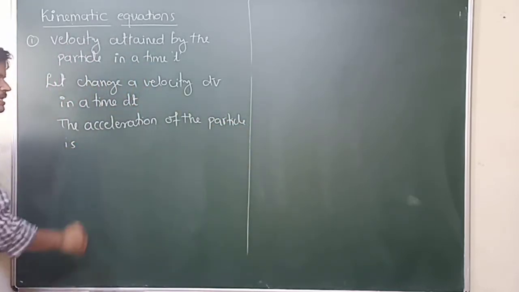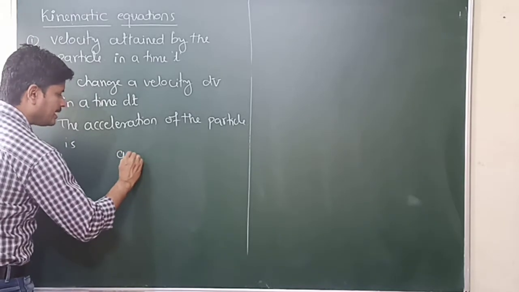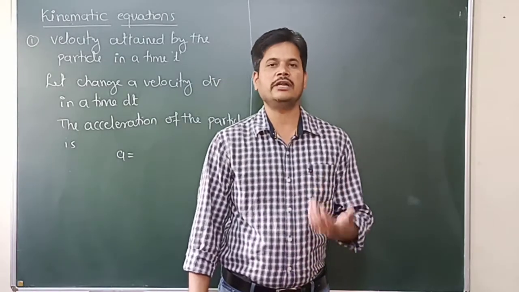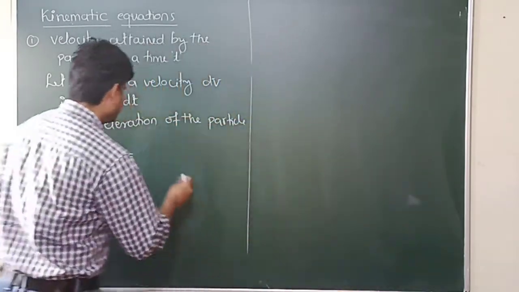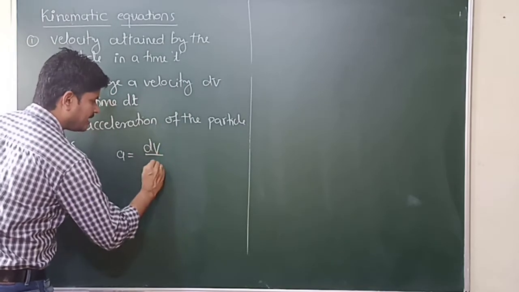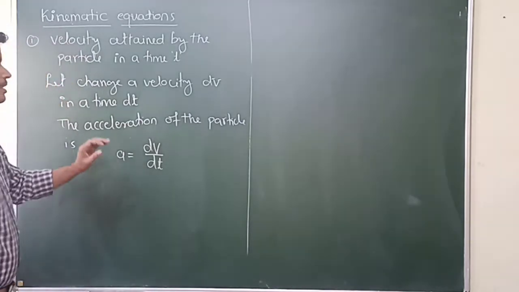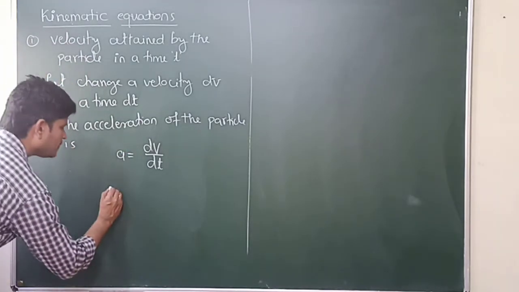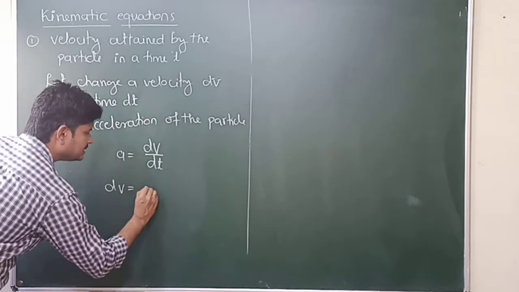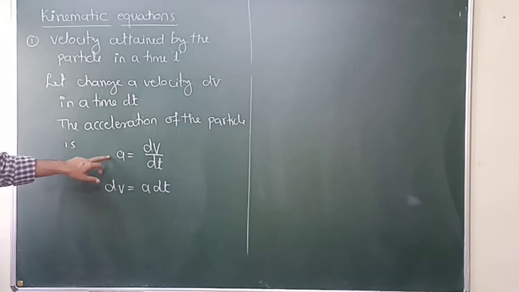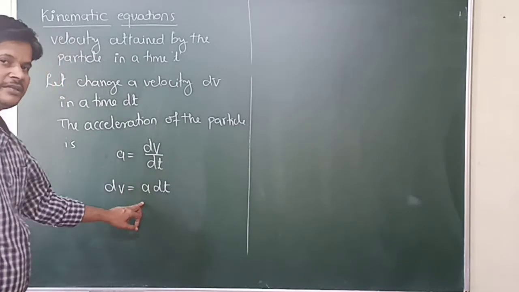is given by, we know the acceleration. Acceleration is nothing but the rate of change of velocity, right? That is the change in the velocity dv divided by the change in time dt. Correct? Now rearrange this equation. dv equals a into dt. I have just taken this dt to the left side, then it becomes dv equals a into dt. Right?